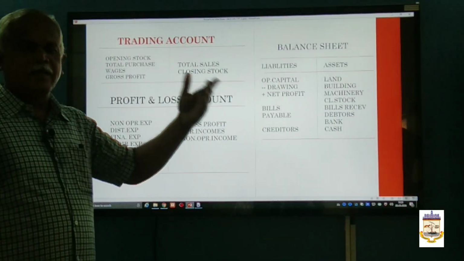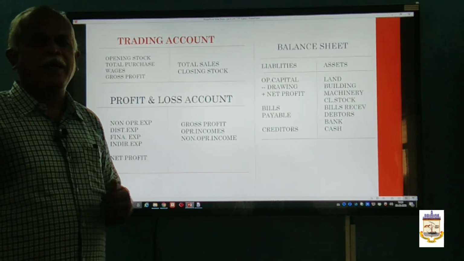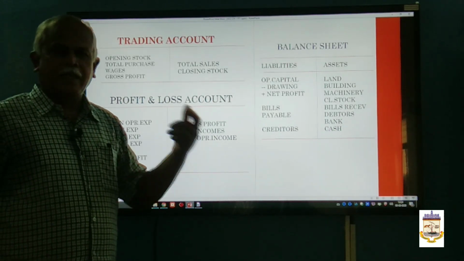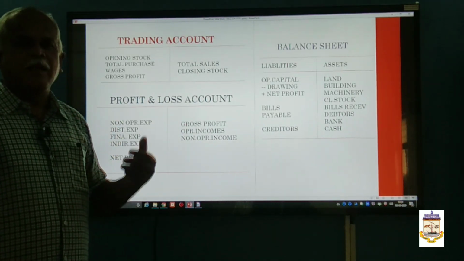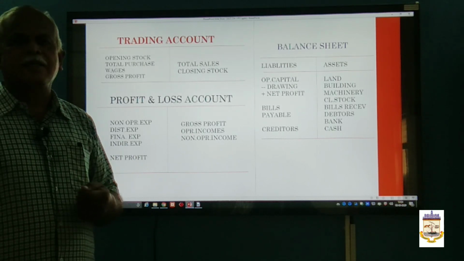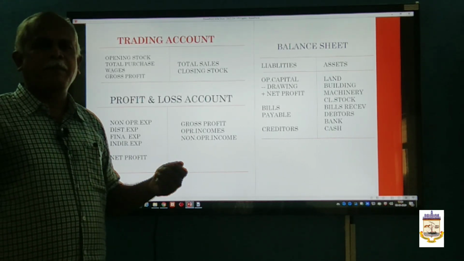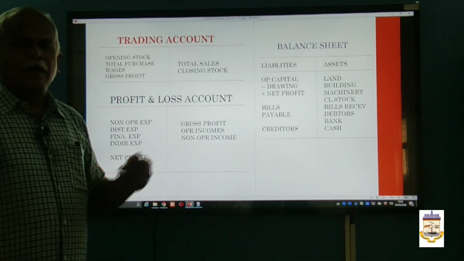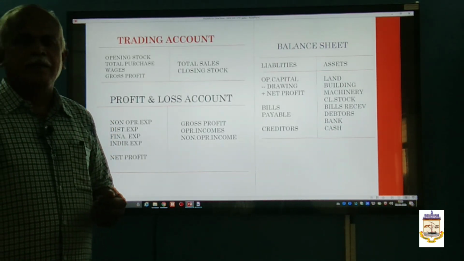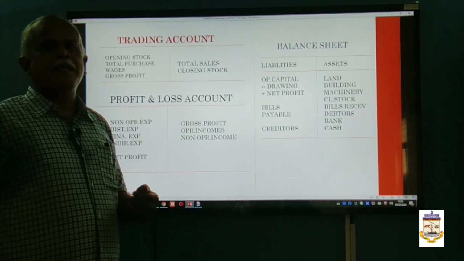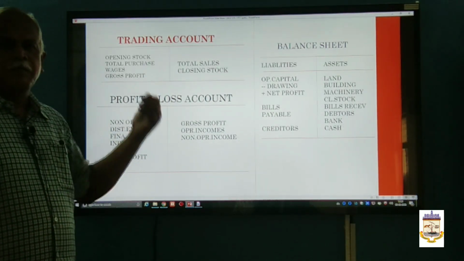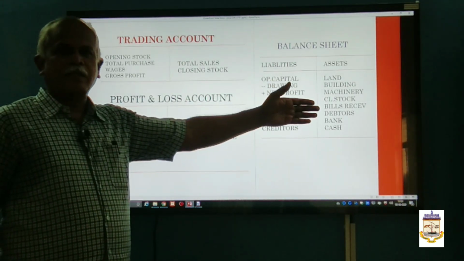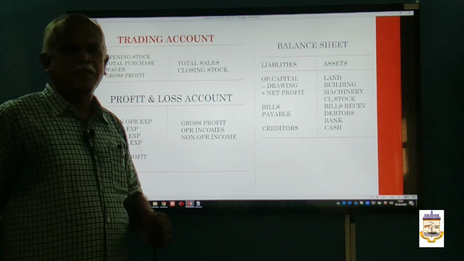We learned the ways of preparing missing figures, that is with the help of the cash book, bills receivable account and debtors account, and bills payable account and total creditors account. Now we are going to prepare final accounts. Final accounts comprise the trading account, the profit and loss account, or you can say profit and loss statement, and a balance sheet which indicates the financial position of the business.